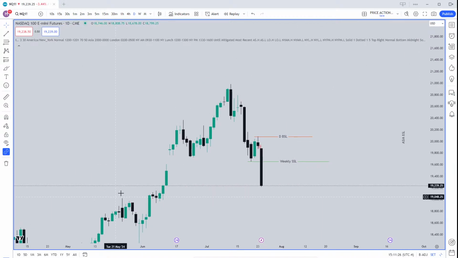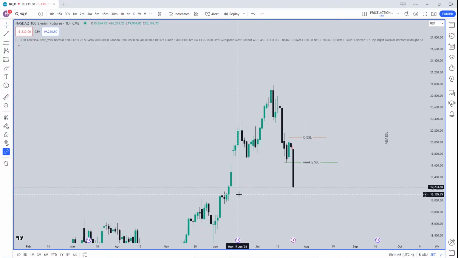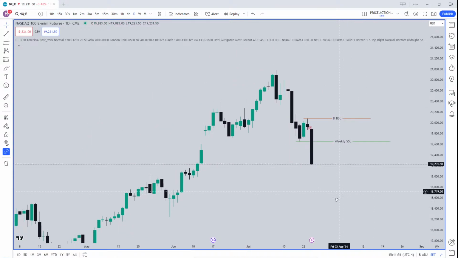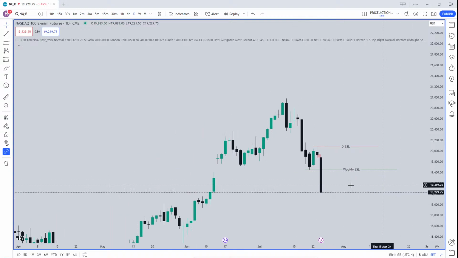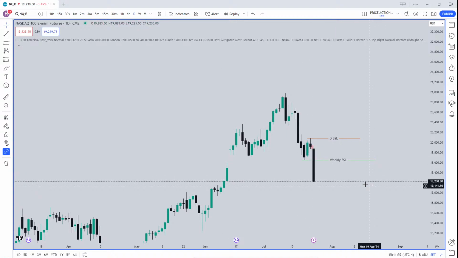Alright, so we are filling up this daily gap right over here. And I don't know if this will keep going lower, but we have another imbalance right over here to fill. This is from June. So we'll dive deeper into this to find out where we can place our orders and trade this. But as you can see, currently the market is trading bearish and it's going down.